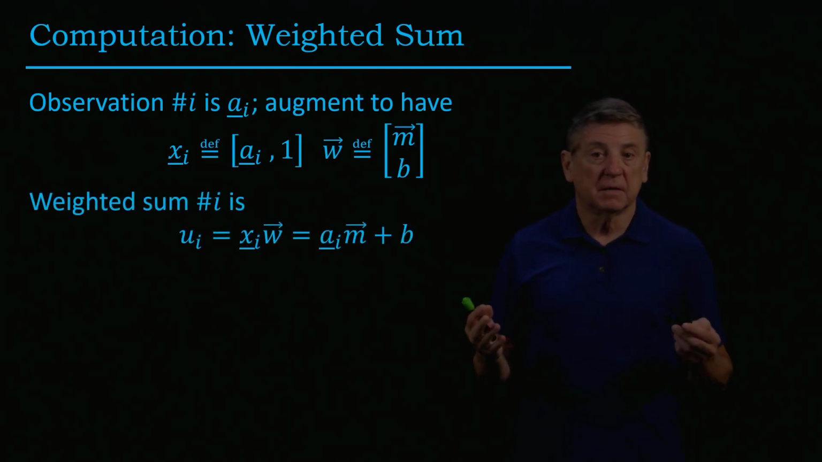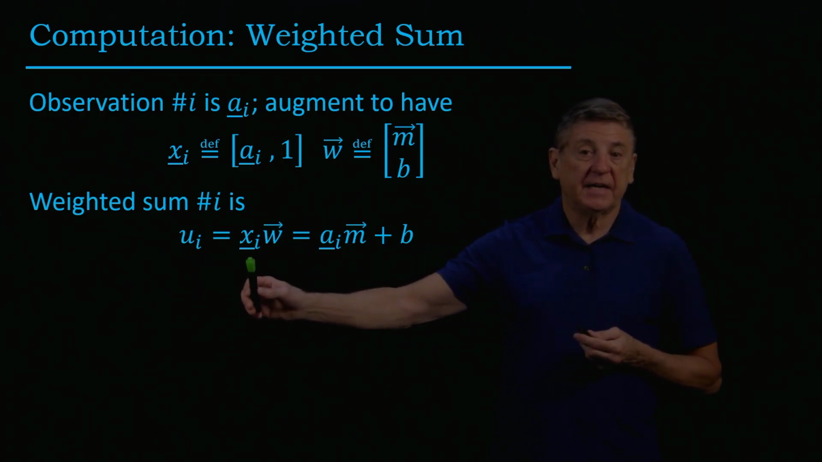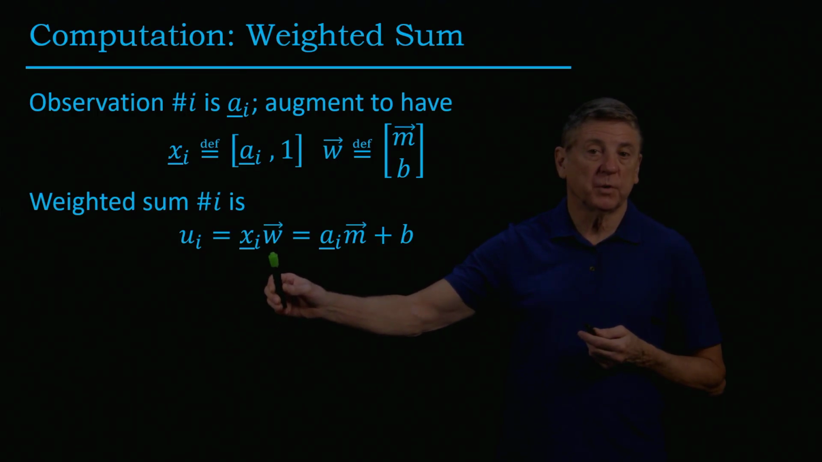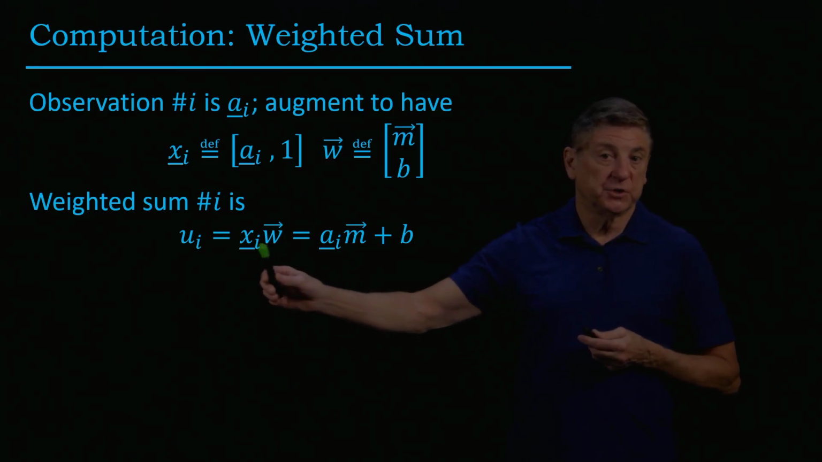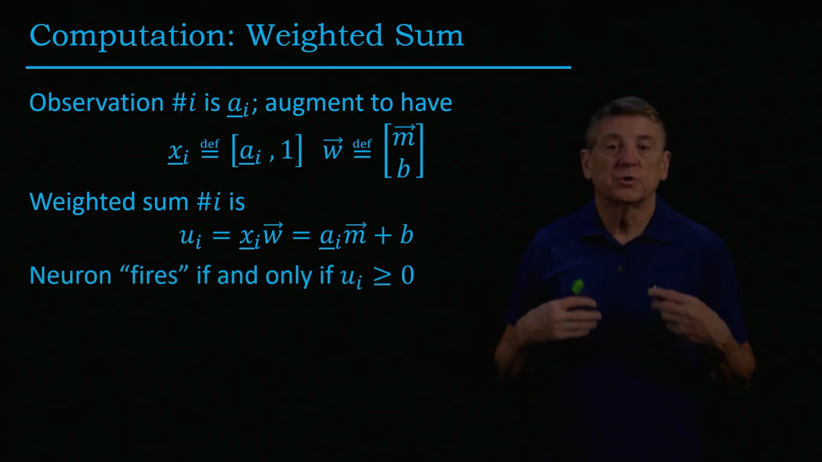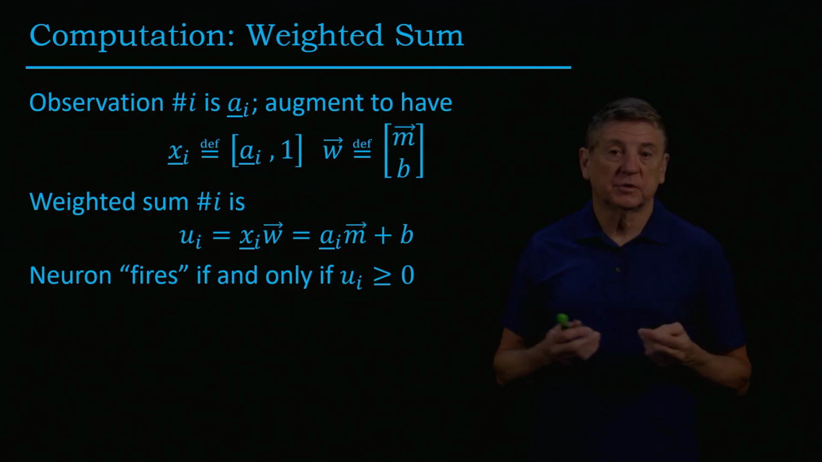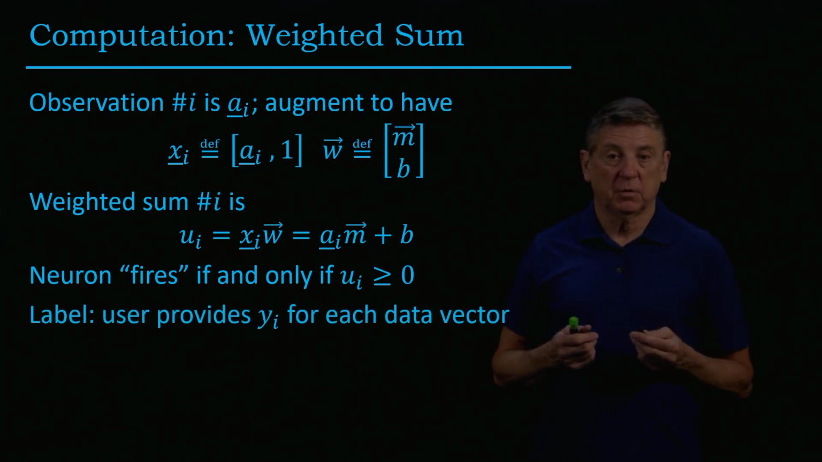So the weighted sum for observation i, we will represent as u sub i, and that is just the observation times the weights, which is a homogeneous way of representing this inhomogeneous equation. So the neuron will fire if and only if this linear response is greater than or equal to 0.